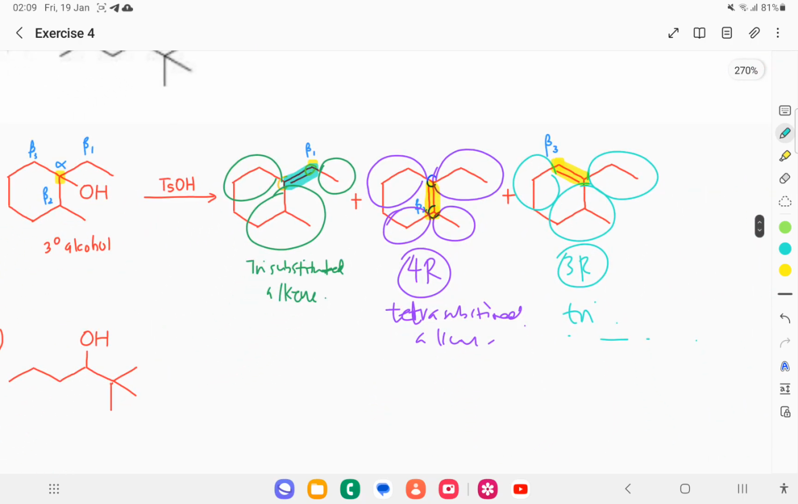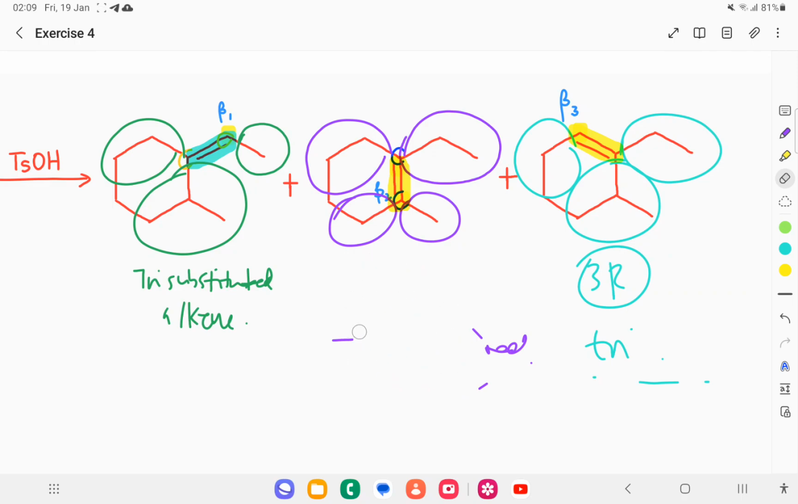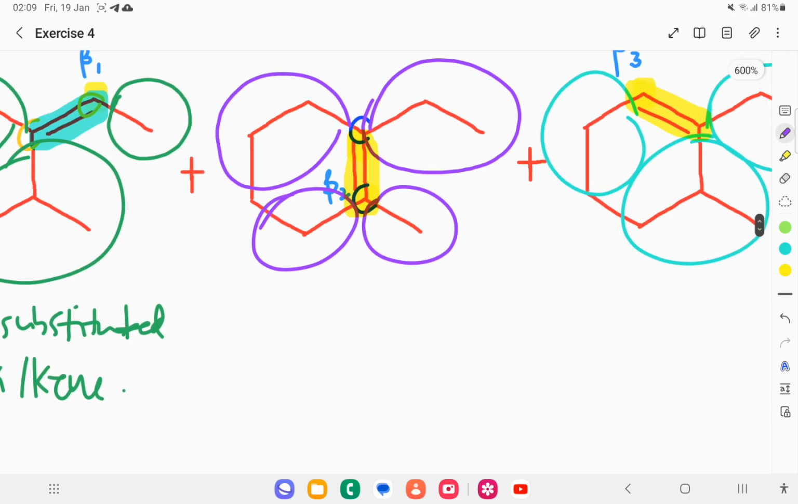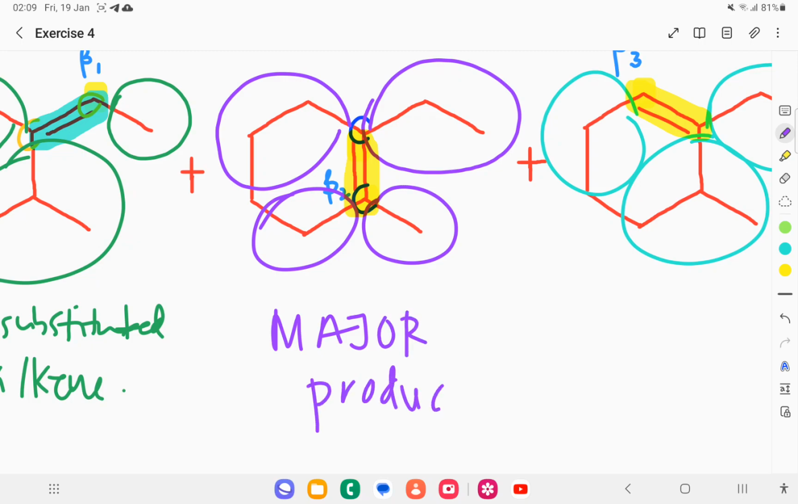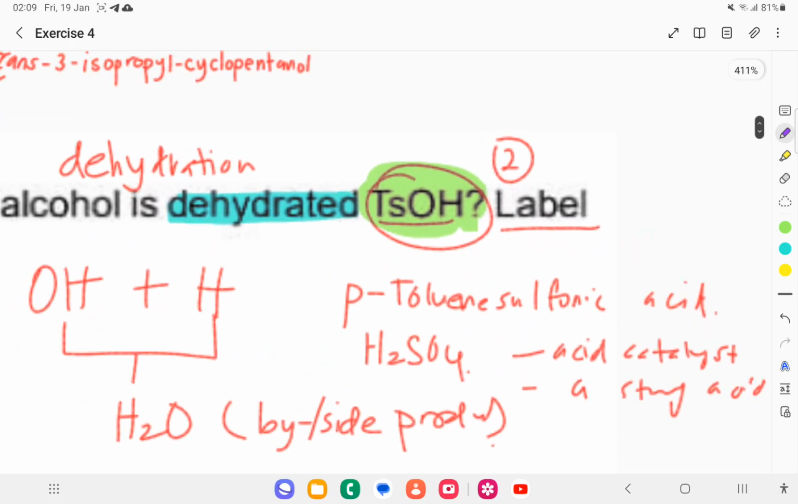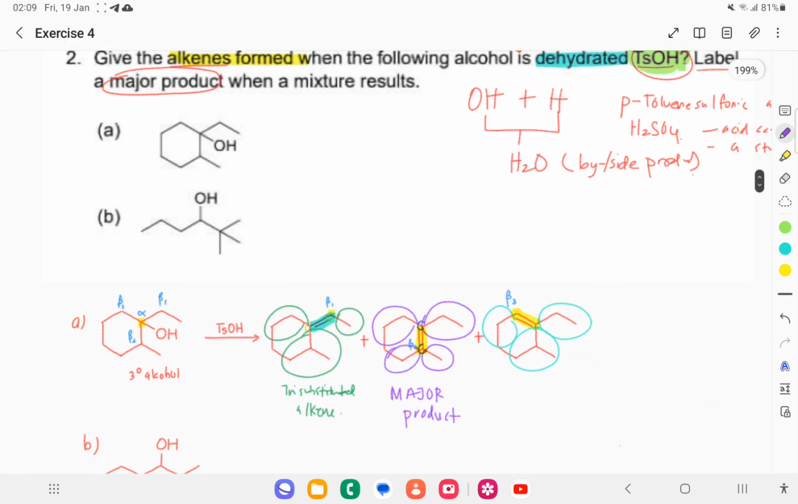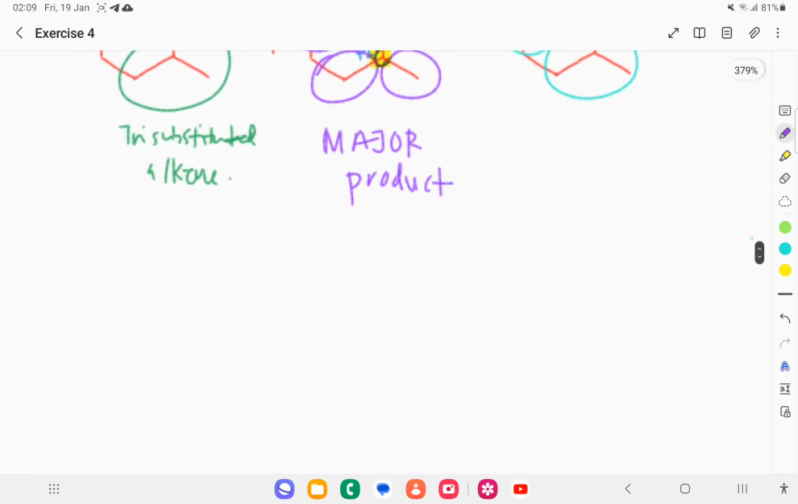So we can conclude that the second product is the major product because it is bonded to 4 alkyl groups. So just label it as the major product. So we already answered the second question, which asks us to label the major product, and then done.